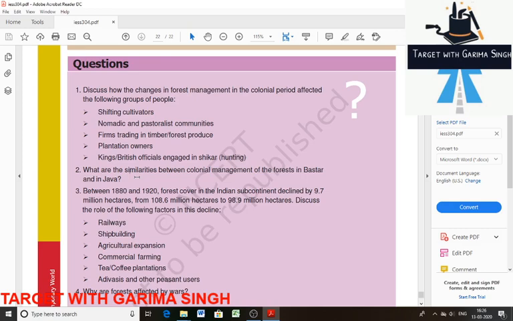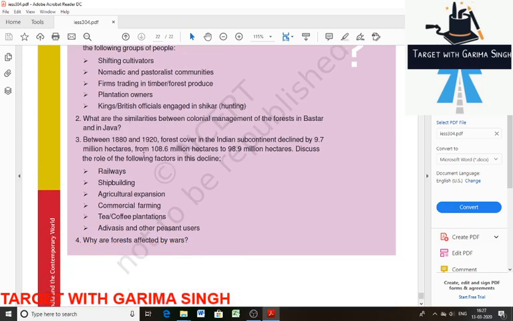The next topic: between 1880 and 1920, forest cover in the Indian subcontinent declined by 9.7 million hectares, from 10.6 million hectares. Let's discuss the role of the following factors. First is railways. We will discuss what role they played in the declining of forest cover. The expansion of railways became a necessity as trade and transportation increased.